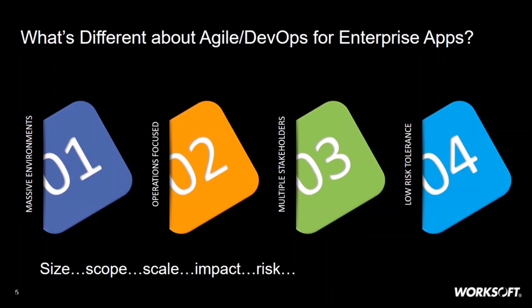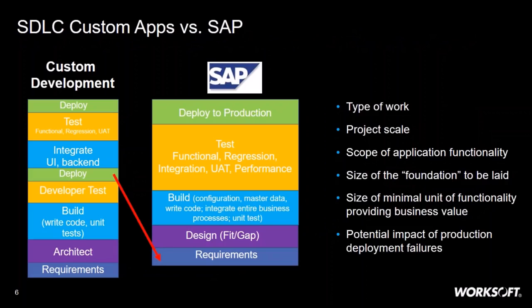So that's kind of just a difference there in terms of what we look at in DevOps and the major considerations. What I want to do is take a moment and do a quick comparison of what actually occurs during a project. What does a project lifecycle look like when you're doing custom development versus SAP? Right? So Agile came very much out of the custom development world.